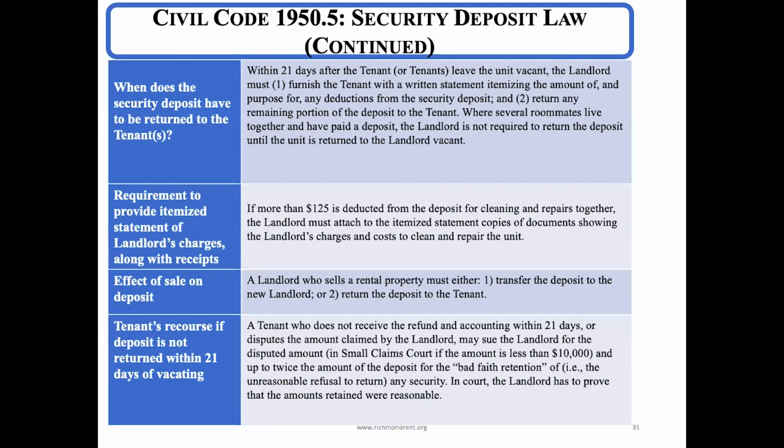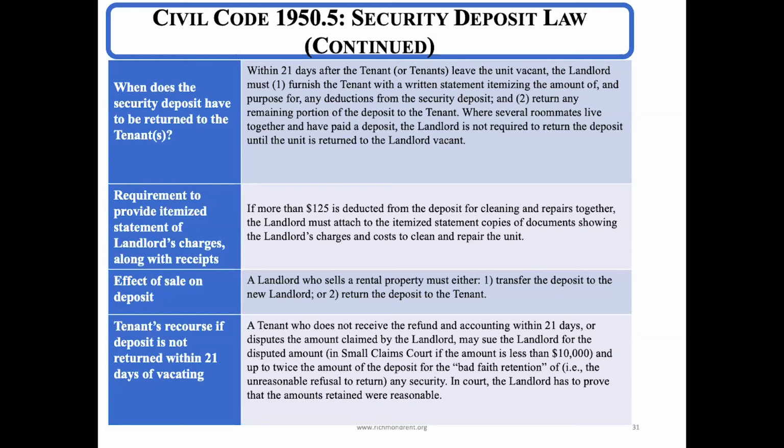Where several roommates live together and have paid a deposit, the landlord is not required to return the deposit until the unit is returned to the landlord vacant. And unless the tenants all paid the landlord directly individually, I don't think they are required to give each individual tenant that deposit back. Like if they all came together as a group, then by one person, the landlord is simply required to return to that person.